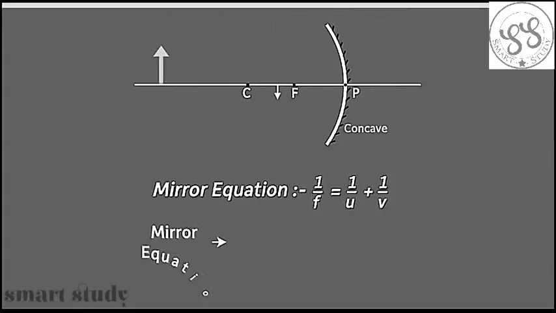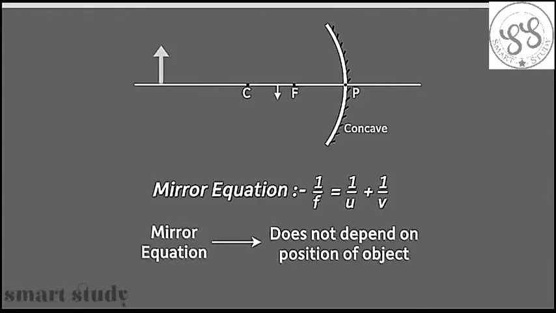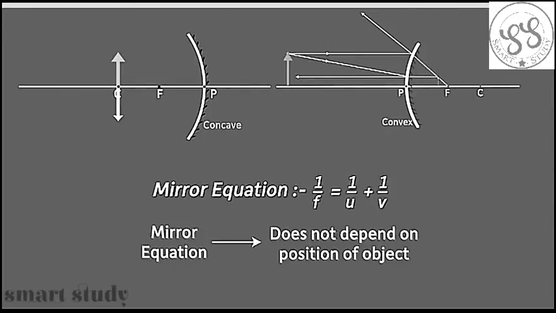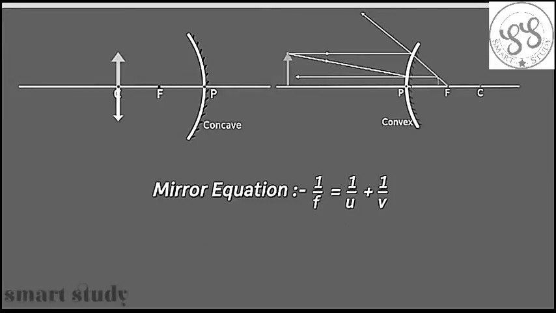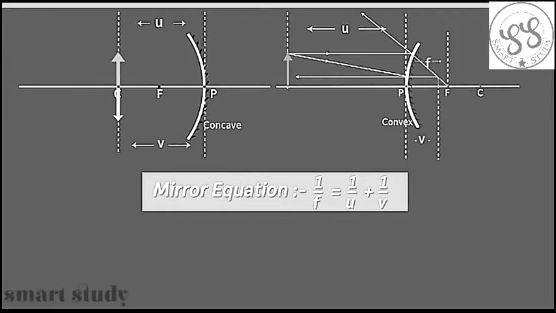I also told you that the mirror equation does not depend on the position of the object. It is the same no matter where the object is kept. Also, it will be the same if instead of a concave mirror, we use some other mirror, say a plane or a convex mirror. As you can clearly see, all the three variables in the equation represent various distances.